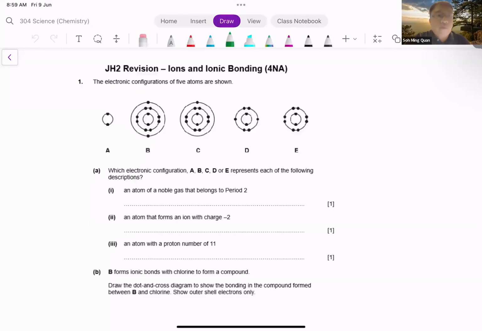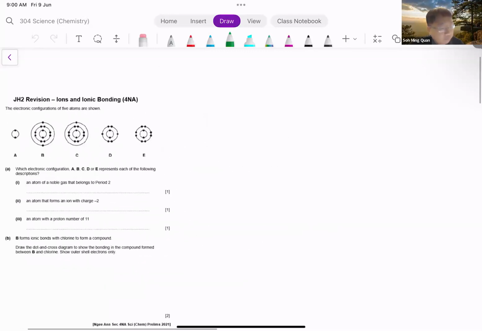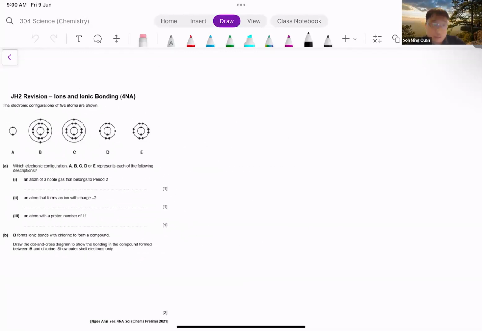Okay, so this document can be found in your homework folder under your personal OneNote folder for the chemistry class notebook. If you cannot find it, please message me so that I can help you with it. Last lesson, we already spoke about ions, so it's not new. We know that atoms will lose valence electrons or gain valence electrons to form ions. So today, we are going to do a revision of that.